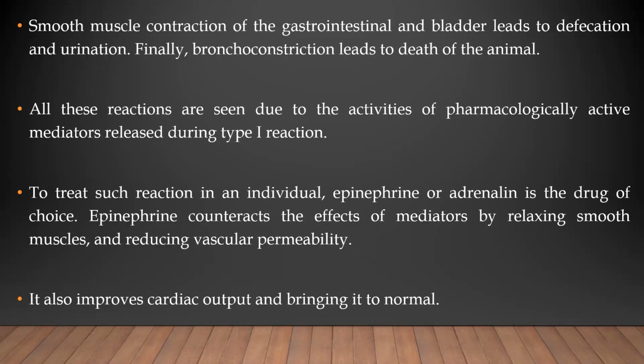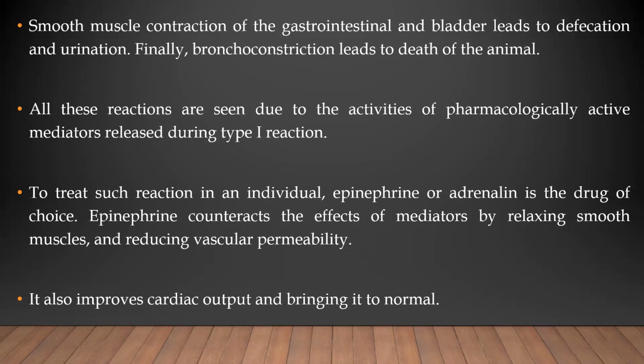Another sequence of events that we have discussed earlier is smooth muscle contraction. When these mediators are released, they also cause smooth muscle contraction of the gastrointestinal tract and the urinary bladder, which leads to defecation and urination. And finally, because of bronchoconstriction, the animal is going to die. We have already discussed what bronchoconstriction is. It is a constriction of the bronchioles, which obstructs the movement of air.